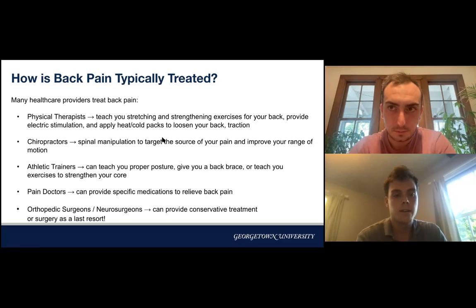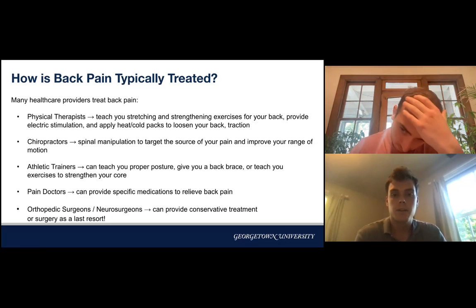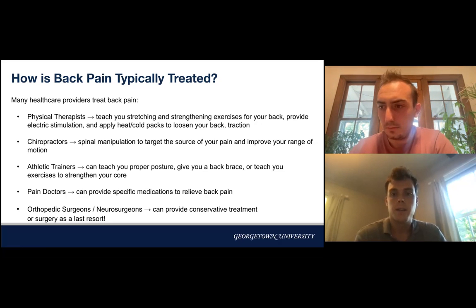And then the last two options here are kind of the second resort if these more conservative treatments aren't working, and that includes pain doctors who would potentially prescribe some sort of oral medication or potentially an injection to relieve the back pain, as well as surgeons, including orthopedic surgeons or neurosurgeons, who can provide surgery if it's needed, but also conservative treatment. I think there's this thought that if you go to a surgeon, you're absolutely going to get surgery, but they're looking out for what's best for you and ideally only doing surgery as a last resort.